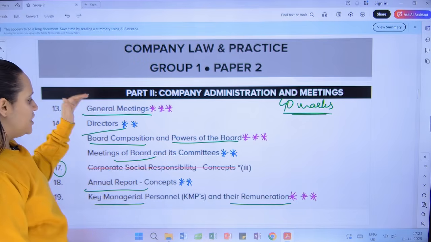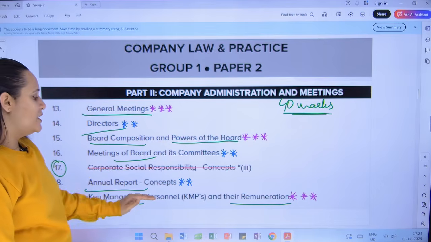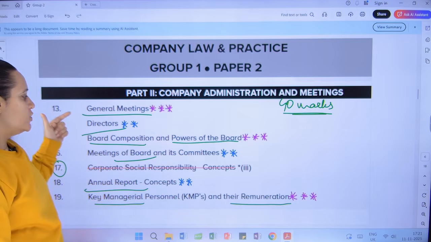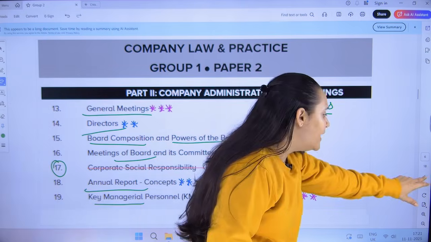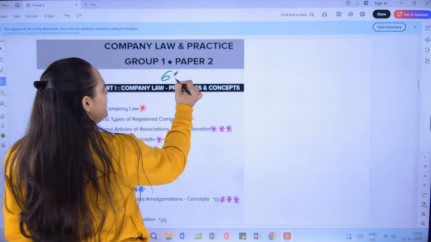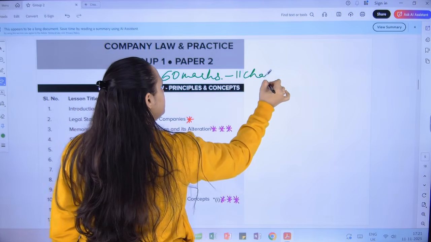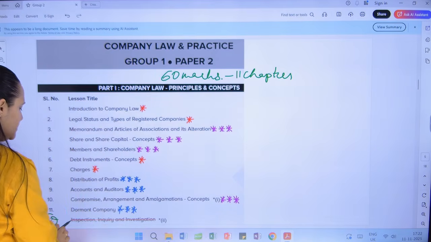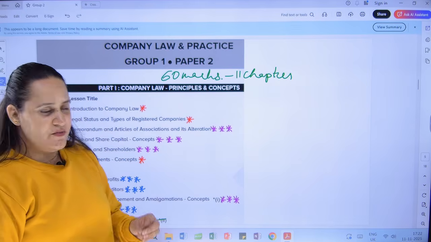So you have to focus on general meeting, board composition and the powers of the board. You have to focus on key managerial personnel and their remuneration. In the second round of your revisions, you're going to focus on the directors, meeting of the directors and annual report concepts. Then you will come to part A of the syllabus, which carries 60 marks. For 60 marks, you are required to study 11 chapters. Earlier 12 were there, but now the last chapter, inspection, inquiry and investigation, has been deleted by the institute. So you have 11 chapters.